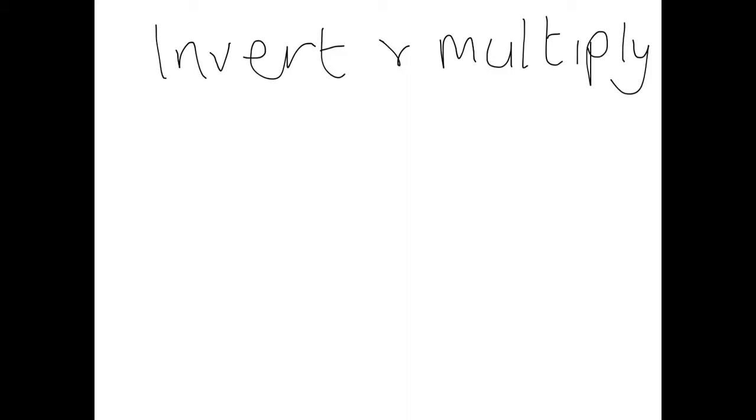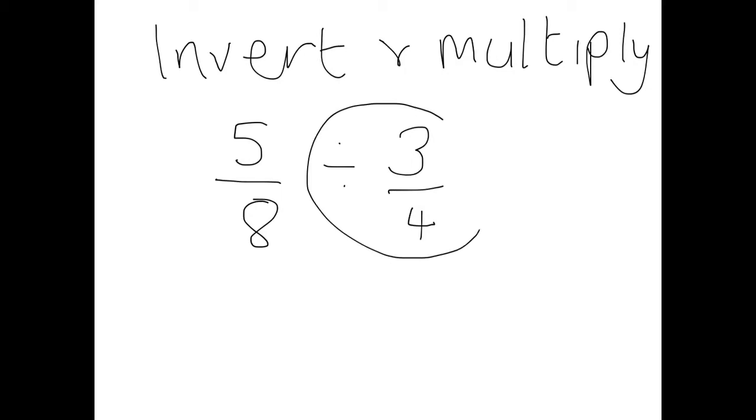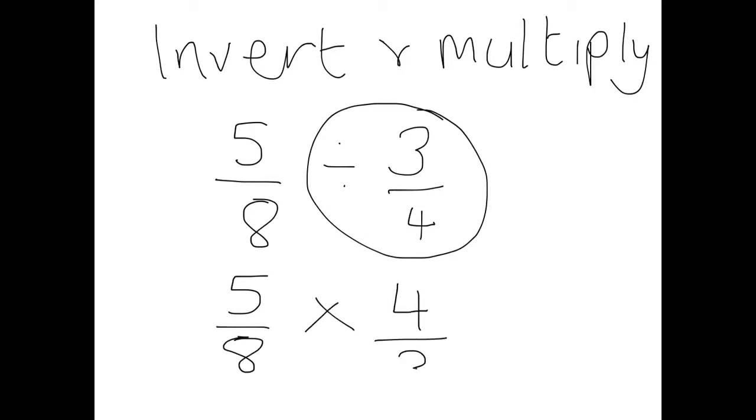So for example, if you have this question, 5 over 8 divided by 3 over 4. This is the fraction you're dividing by. Yeah? So it becomes 5 over 8 multiplied by 4 over 3. Good girl, Jade. So we invert and multiply. We turn the dividing fraction upside down and we change the sign to multiply.